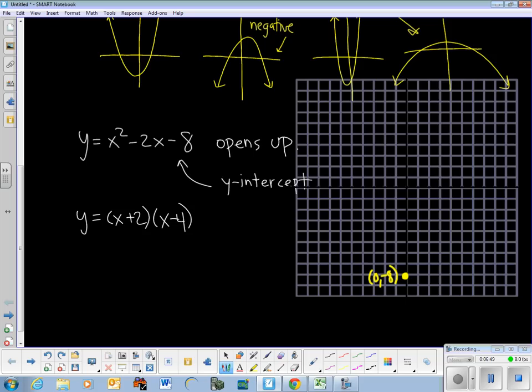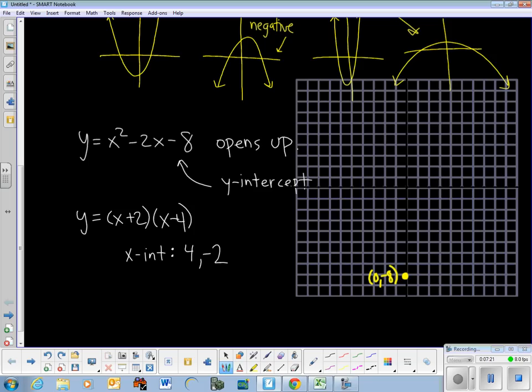I still know it opens up because neither of those x's are negative and there's not a negative out front of the first set of parentheses. But what you can tell from factored form are the x-intercepts. I can very quickly tell that this parabola goes through the points 4 and -2. Now you can tell those are the opposites of the +2 and the -4 that are sitting next to my x, all right?